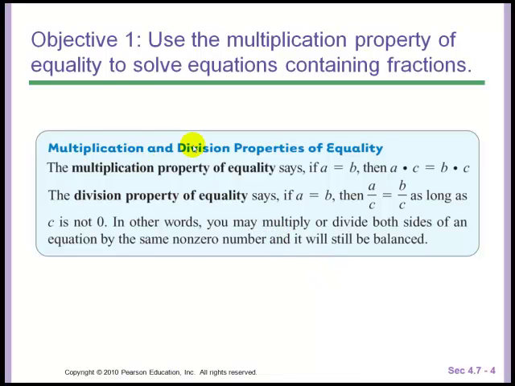Recall the multiplication and division properties of equality. The multiplication property of equality says if A equals B, then A times C equals B times C. The division property of equality says if A equals B, then A divided by C equals B divided by C, as long as C is not 0. So basically, you can multiply or divide both sides of an equation by the same non-zero number and it will still be equal.